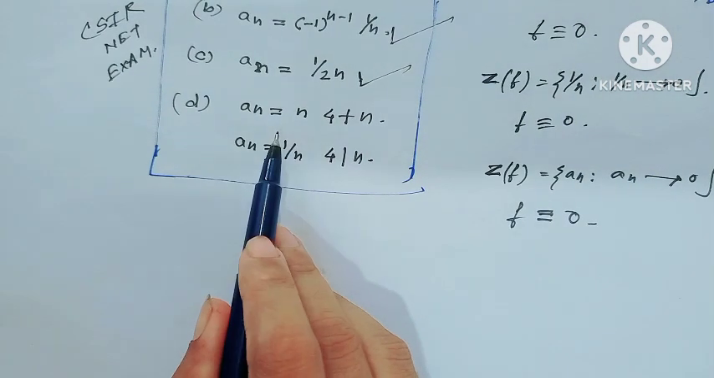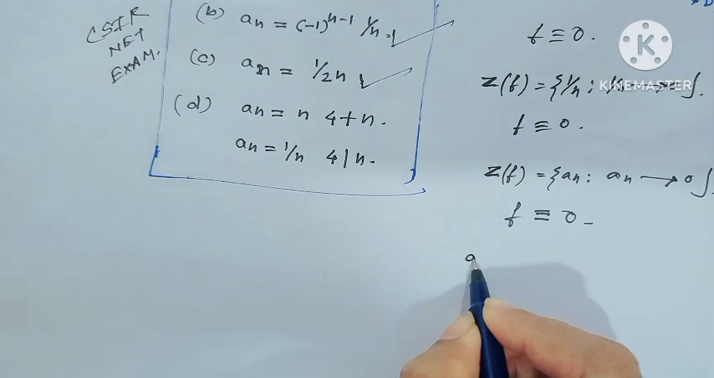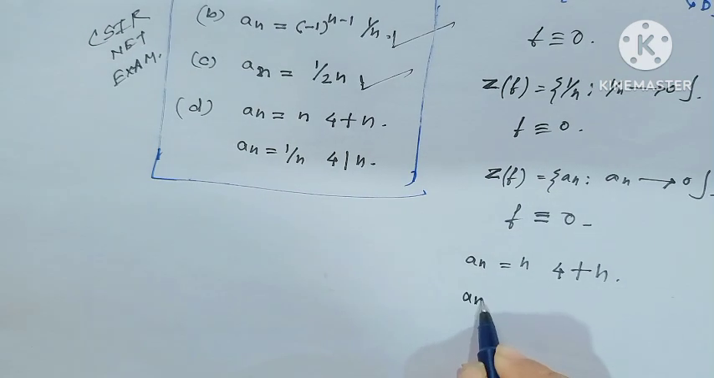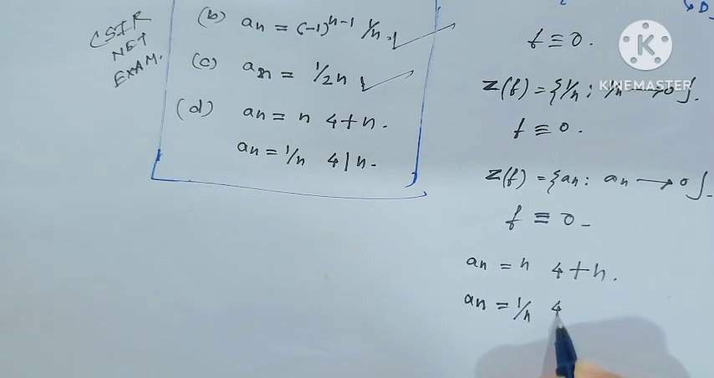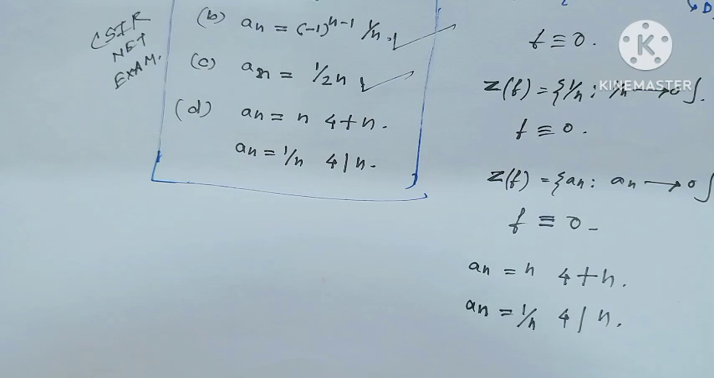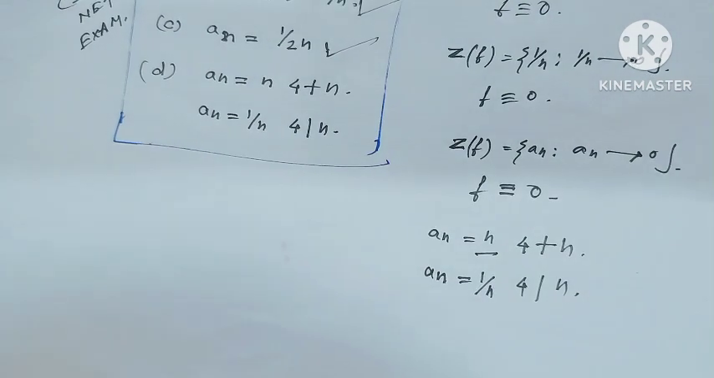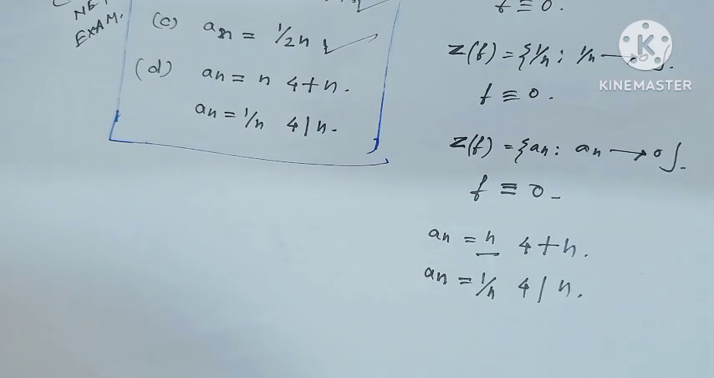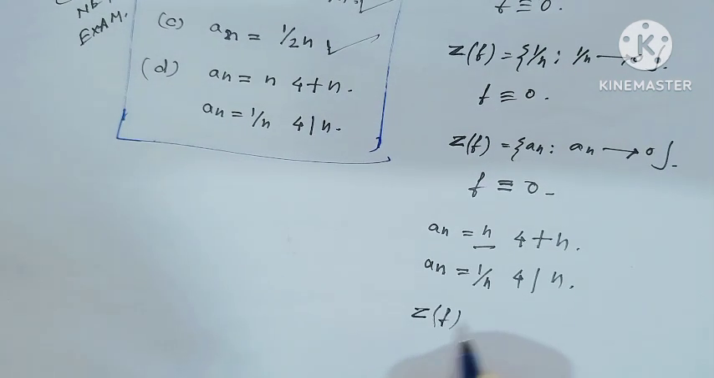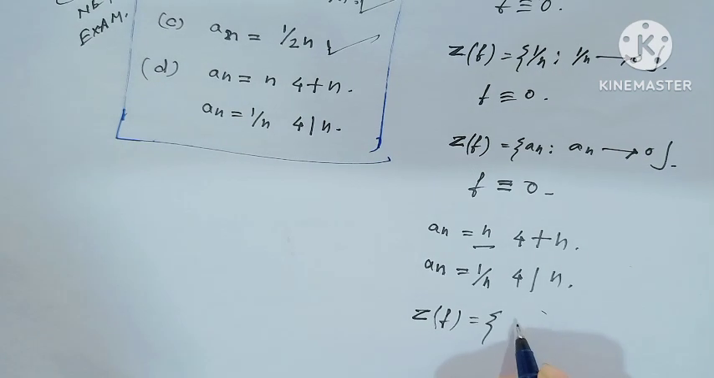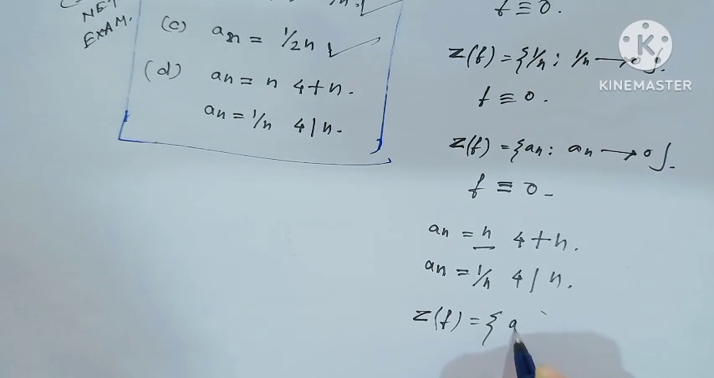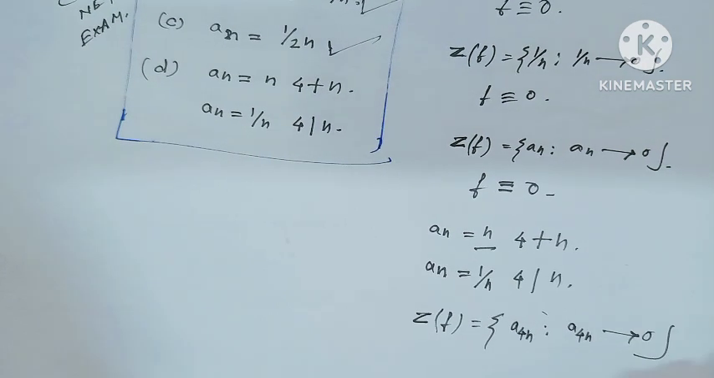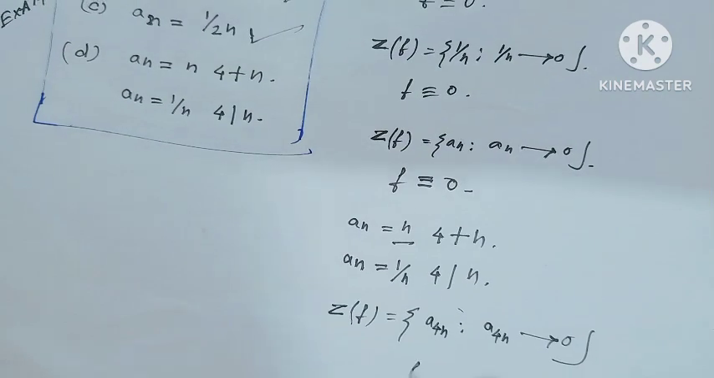Fourth option, very interesting. Here a_n equal to n when 4 does not divide n, and a_n equal to 1 over n when 4 divides n. Notice some terms are n and some terms are 1 over n. Here Z(f) contains such a subsequence: consider a_4n, and a_4n goes to 0. So by the uniqueness theorem we can tell f is identically 0.